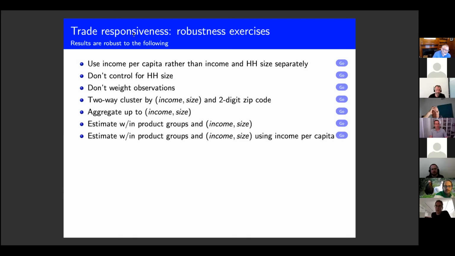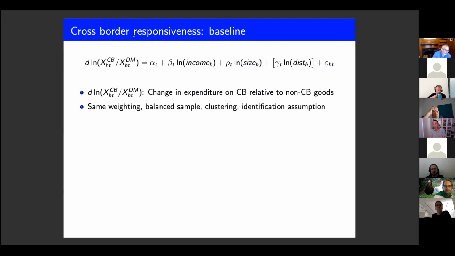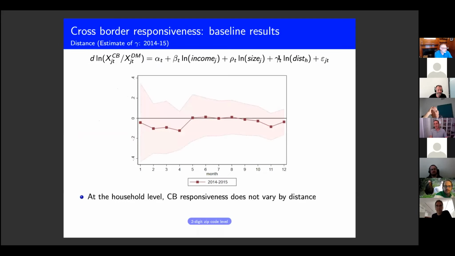Okay. Now, of course, we can do this for CV response, the cross-border response. So we do exactly the same specification at the household level, and the change in the expenditure on CV versus domestic purchase. And when we do that, again, distance doesn't matter. How close you are to the border doesn't affect the elasticity of CV shopping, the change in the CV share.